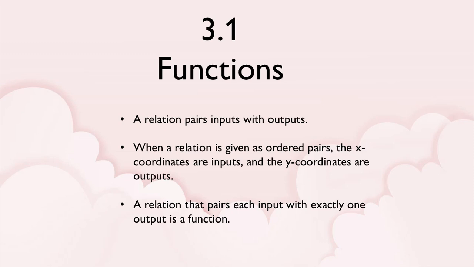Okay, so functions are what? It's a relation that pairs inputs with outputs, correct? When a relation is given as an ordered pair, the x coordinates are inputs and the y coordinates are what? Outputs. A relation that pairs each input with exactly one output is a function.